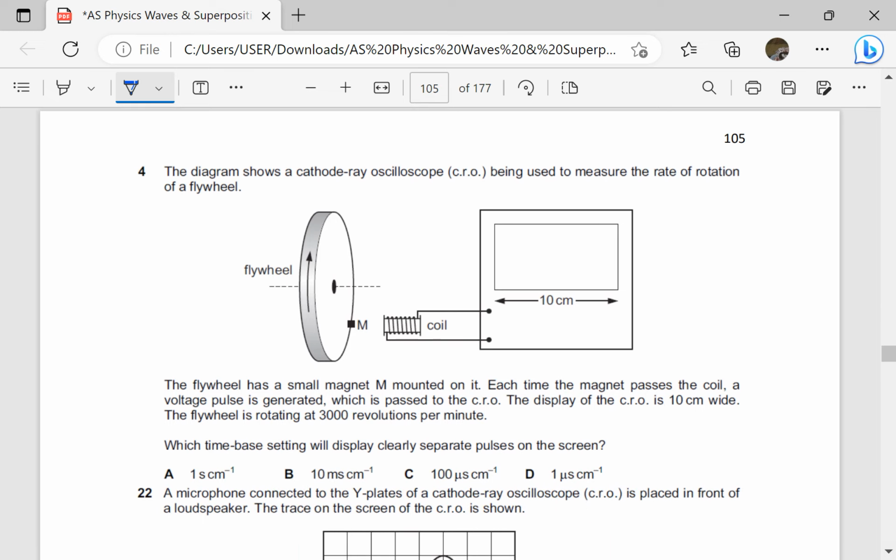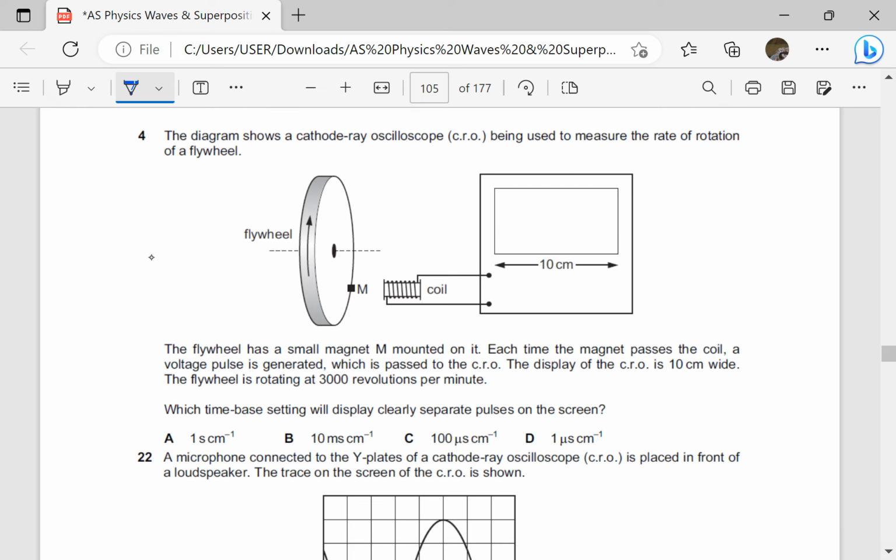The diagram shows a cathode ray oscilloscope being used to measure the rate of rotation of a flywheel. The flywheel has a small magnet M mounted on it. Each time the magnet passes the coil, a voltage pulse is generated, which is passed to the CRO. The display of the CRO is 10 centimeters wide. The flywheel is rotating at 300 revolutions per minute.